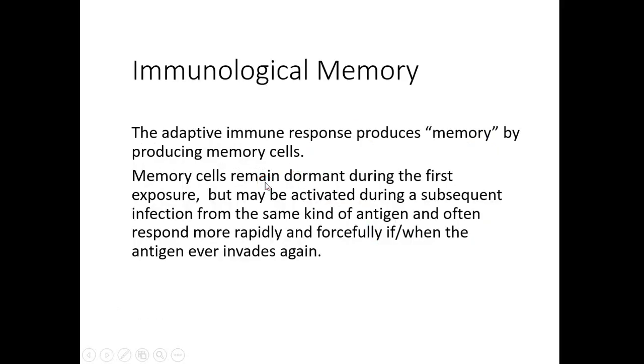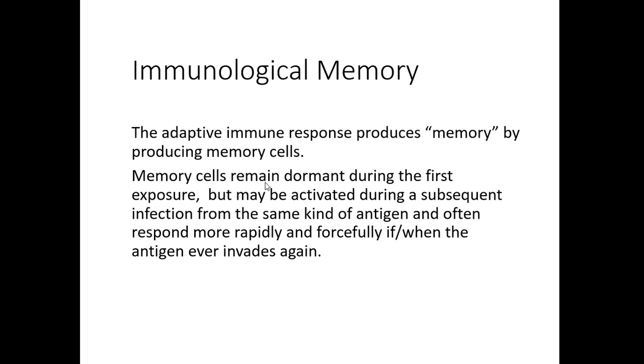Now, as you may recall, mentioned in the B cells when we were doing that overview, once a B cell becomes activated, it produces two types of cells. One is a plasma cell, which secretes those antibodies to carry out those functions we just talked about.